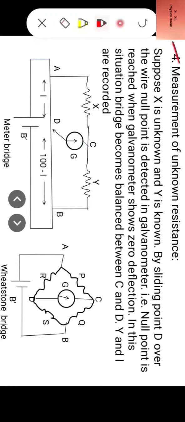Now 4. Measurement of unknown resistance. Suppose X is unknown and Y is known. By sliding point D over the wire, null point is detected in galvanometer. That is, null point is reached when galvanometer shows zero deflection. In this situation, bridge becomes balanced between point C and D. Then Y and L are recorded. So this Y and this L are recorded.